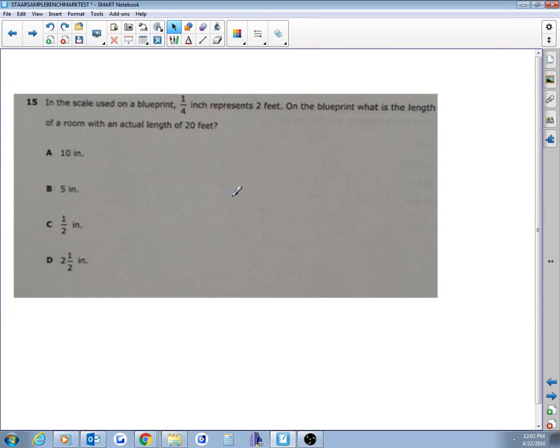In the scale used on a blueprint, 1/4 inch represents 2 feet. On the blueprint, what is the length of a room with an actual length of 20 feet? So we've got 1/4 inch, I'm going to put IN for inch, for every 2 feet.